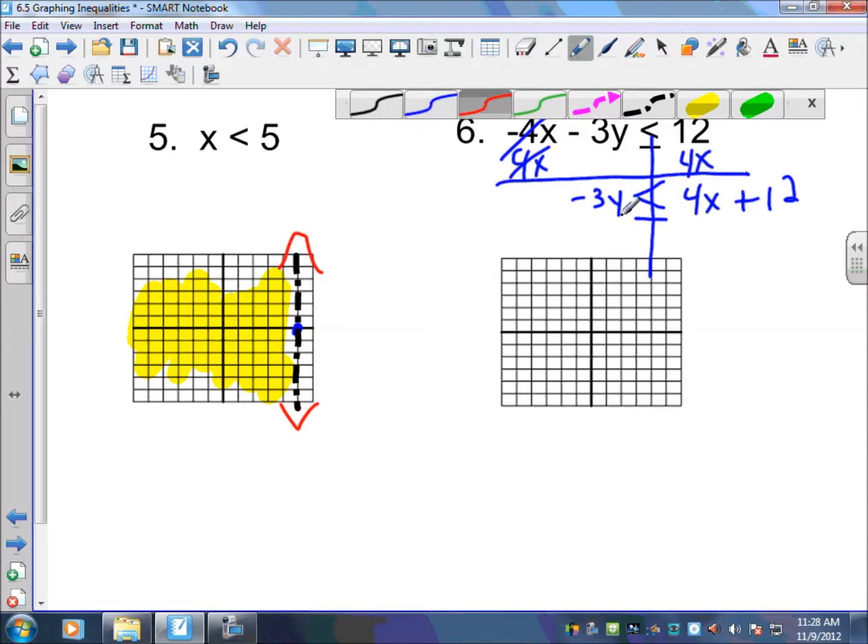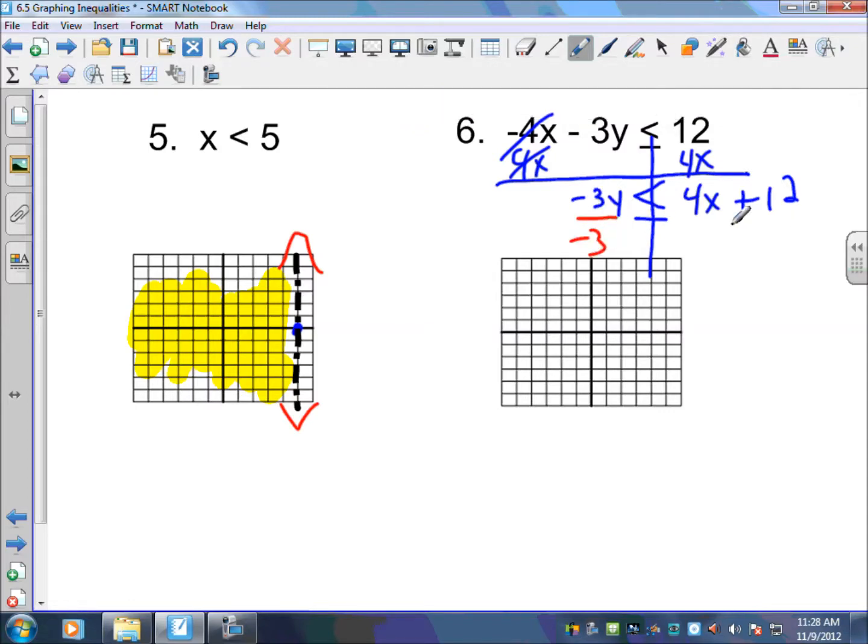Now, here comes the tricky part. I divide everything by -3. The number next to your y is negative. That means you're going to flip your inequality. So my inequality is going to be flipped. -3 over -3 is a +1, so 1y and y are the same thing. It's no longer less than or equal to, it's now greater than or equal to, because I divided by a negative. 4 over 3x minus 4. 12 divided by -3 is -4.